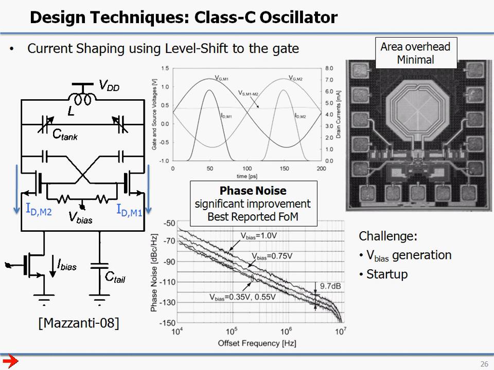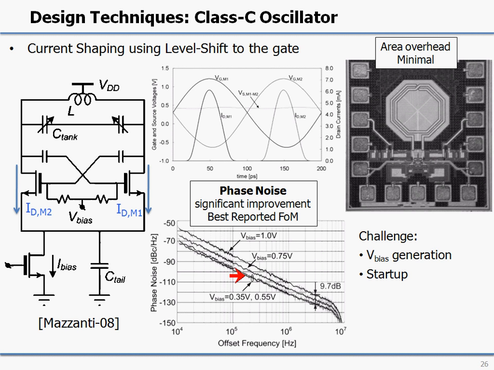Finally, one last, more recent example is a Class C oscillator. It operates along a similar idea where you want to create waveforms going into the tank that are impulsive and only non-zero when the tank voltage is at one of its maxima. This can be done in this case again by using a tail capacitor, but additionally a level shift is introduced in the gate, and you need to apply some capacitive coupling here. And this can give a very low noise oscillator. This oscillator probably still has the best reported FOM in the literature.